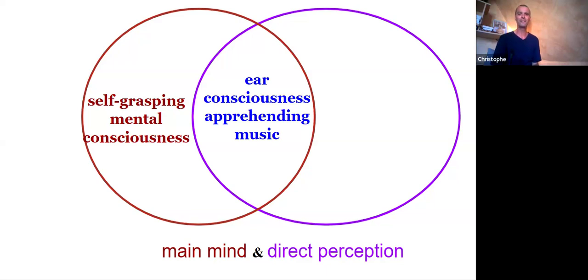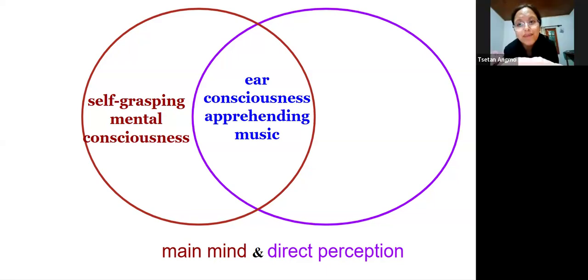Yeah. If we say mental consciousness, not mental cognition, because mental cognition could be a mental factor in the retinue of the mental consciousness. Is self-grasping mental consciousness equivalent to mere self or person?